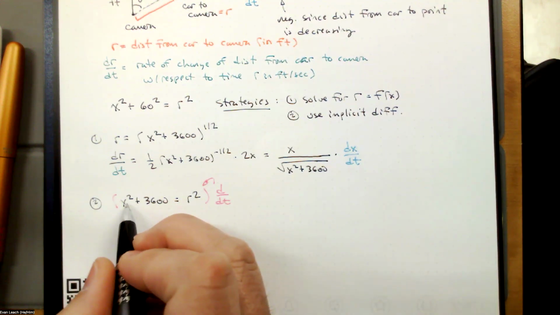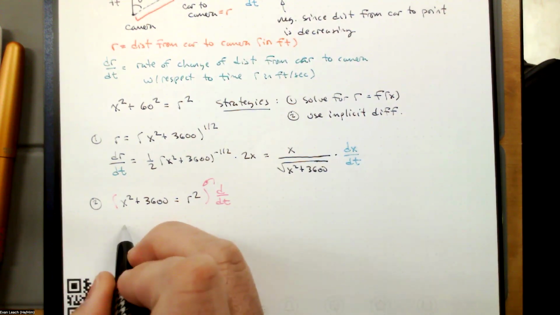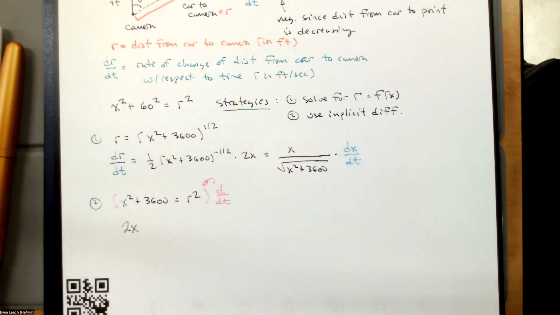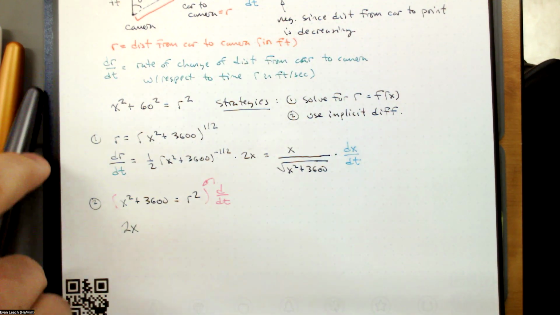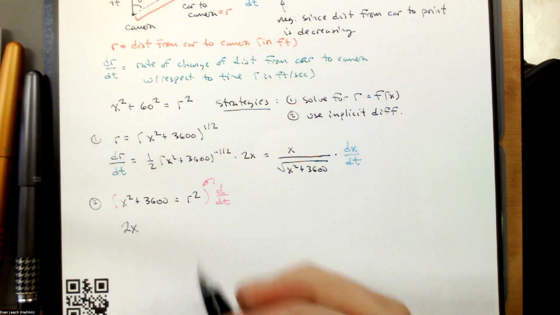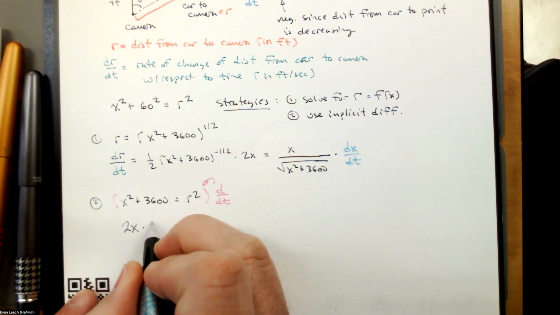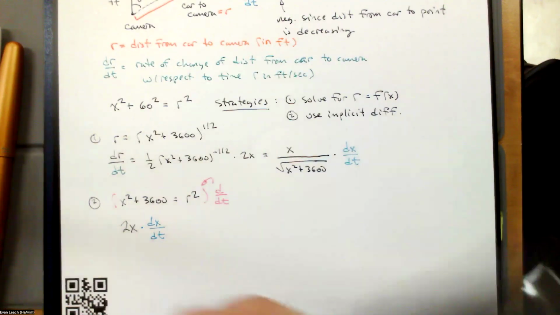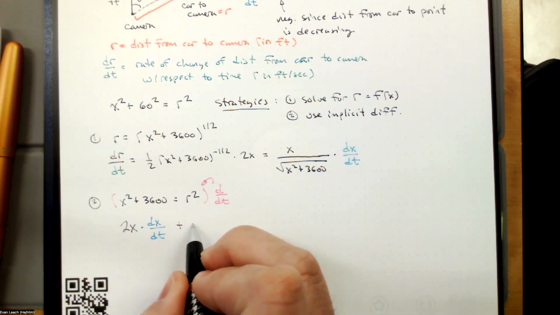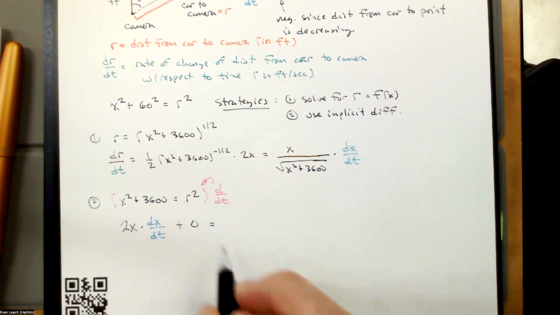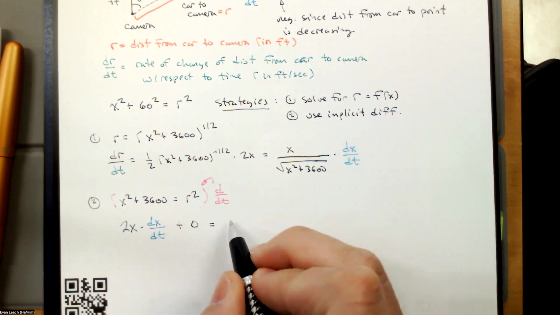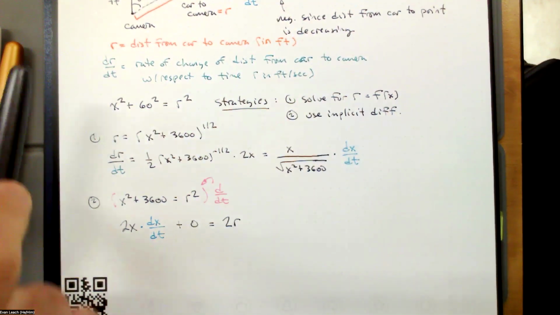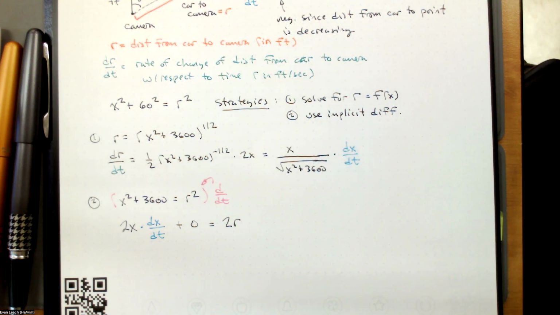The derivative of x squared with respect to t, I'll write 2x. That's the derivative with respect to x. Then I have to multiply by the derivative of x with respect to t. The derivative of 3600 is 0, so that's no problem. The derivative of r squared is 2r with respect to r, and then I have to multiply by dr/dt.